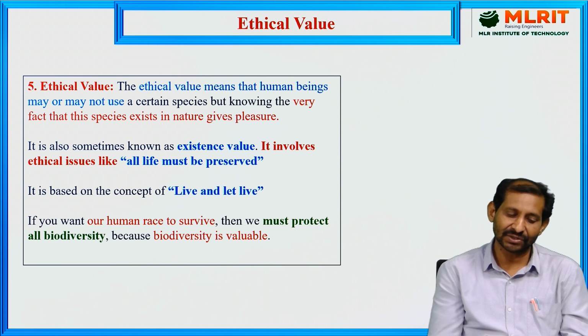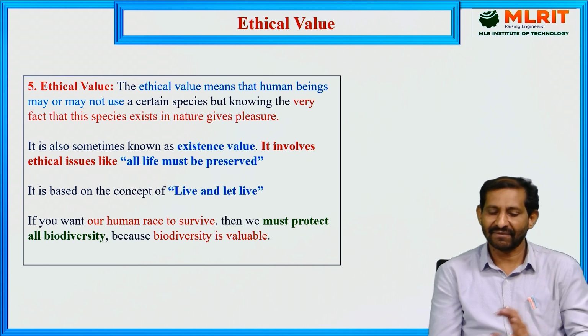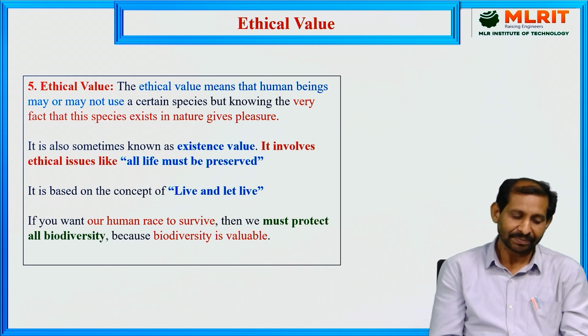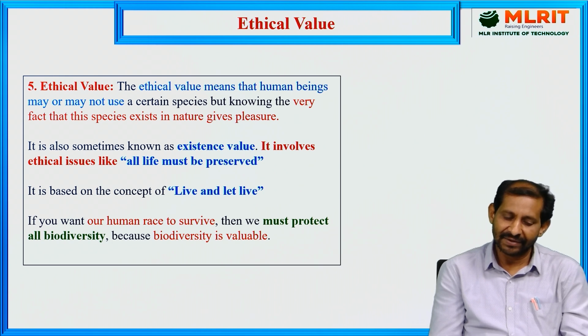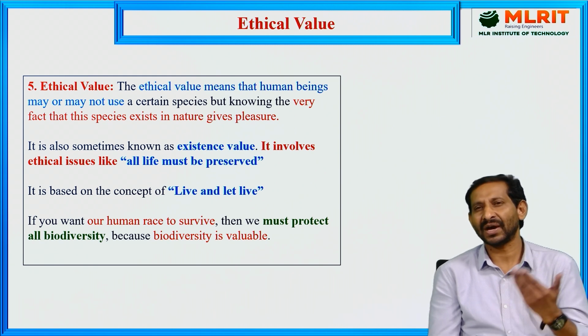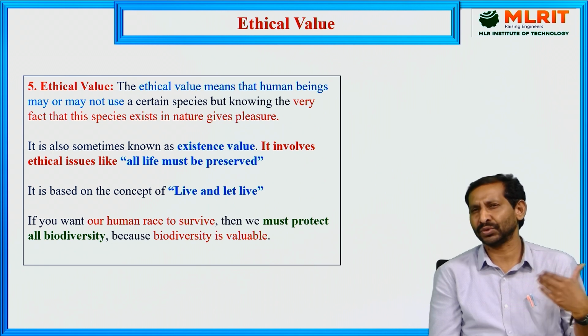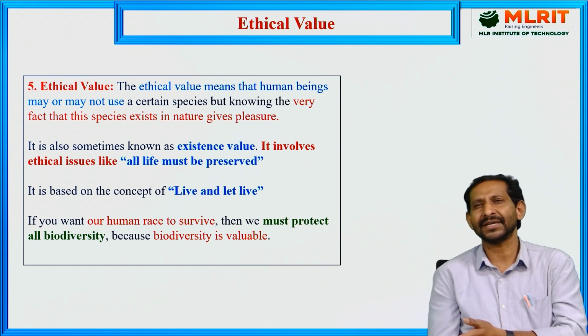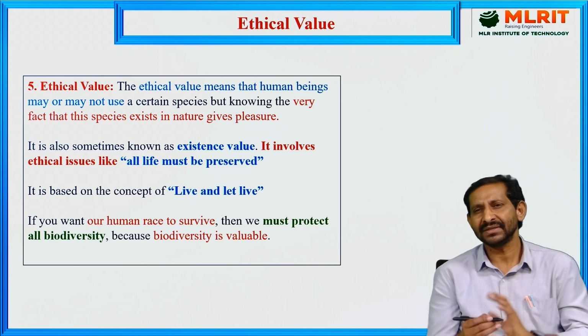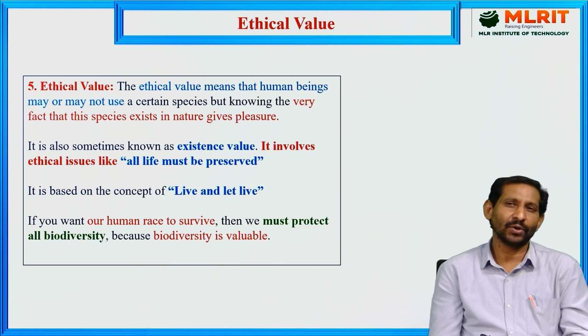It involves ethical issues, like all life must be preserved. Only then can we have this type of ethical value, or nature giving pleasure. It is based on the concept of live and let live. If we want our human race to survive, we must protect all biodiversities. Only then can we use biodiversity values, whether consuming or marketing, social life, aesthetic value, enjoyment or ethical value. So we must protect all biodiversities.